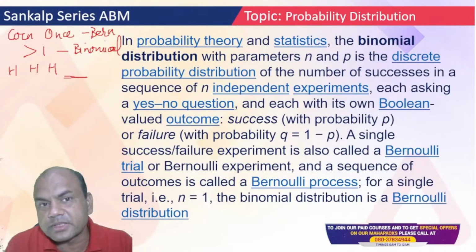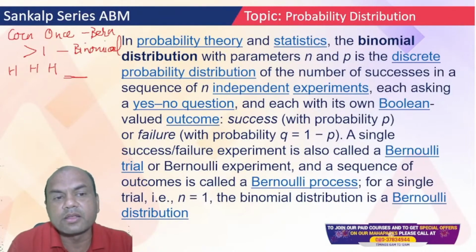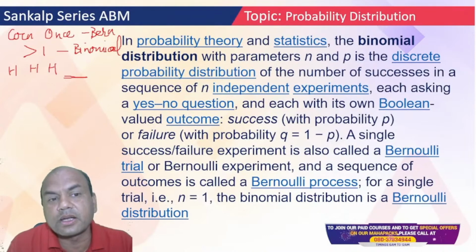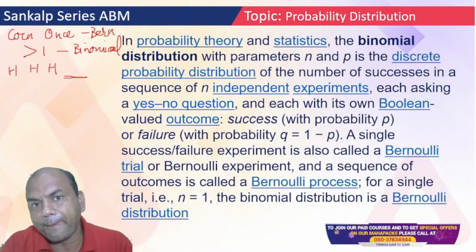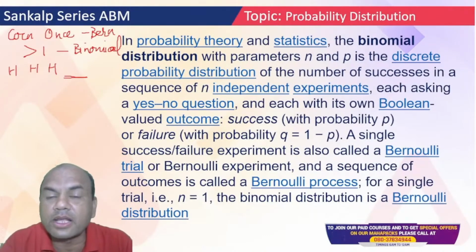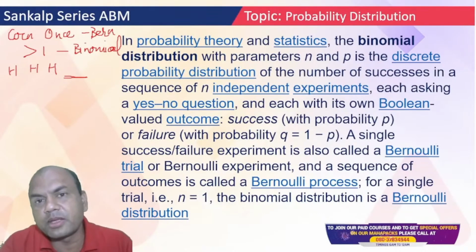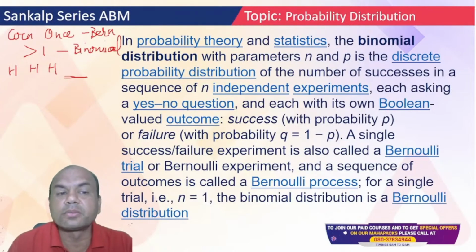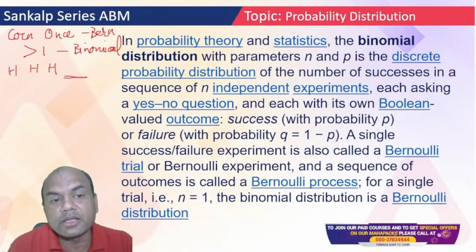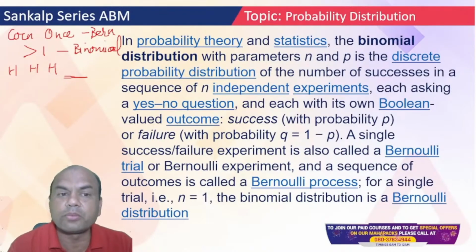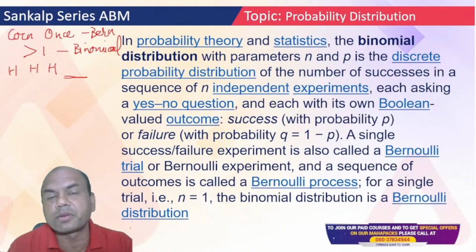Everyone type in the comment section. 3 times I have got a head. Now the fourth time, can you guarantee me that I'll get a head again? Just type yes or no. Can you guarantee me that you'll get a head again over here? You can't guarantee me. Why? Because each trial is independent. Suppose I get 2 times head, I can't guarantee that the third time I'll get a head, the fourth time, or the fifth time. So that's why binomial means each time it's a Bernoulli experiment, and each trial is independent.